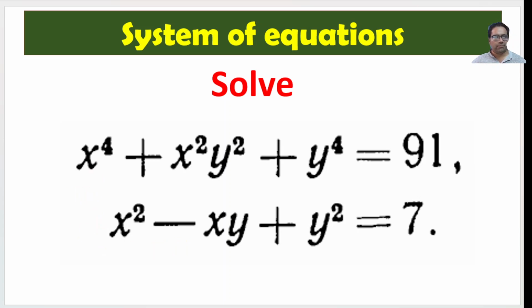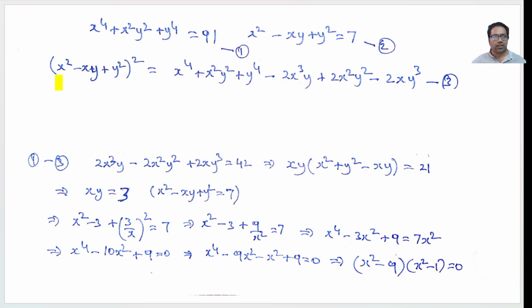What is a plus b plus c whole square? It equals a square plus b square plus c square plus 2ab plus 2bc plus 2ca. Let us do the square of the second equation. x square minus xy plus y square whole square becomes a square, which is x power 4, then b square, x square y square, then c square, y power 4.